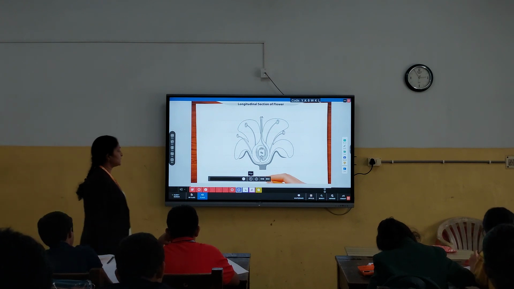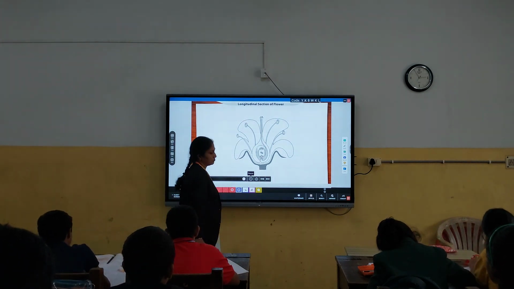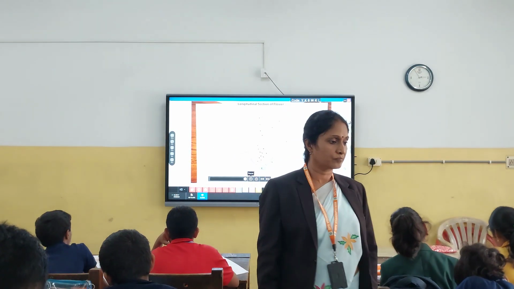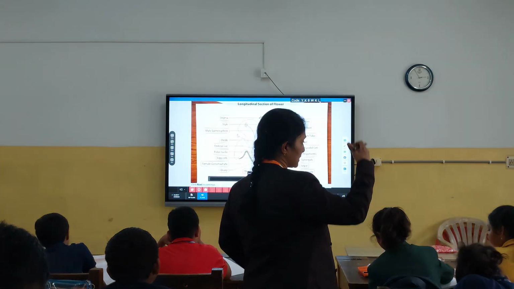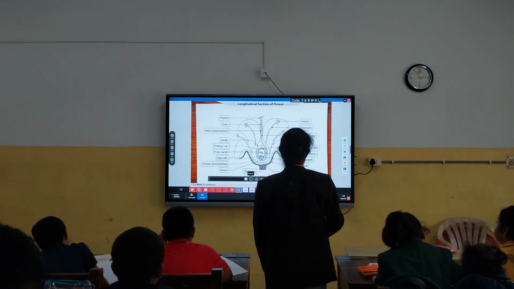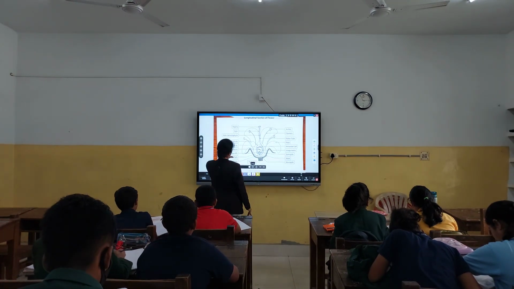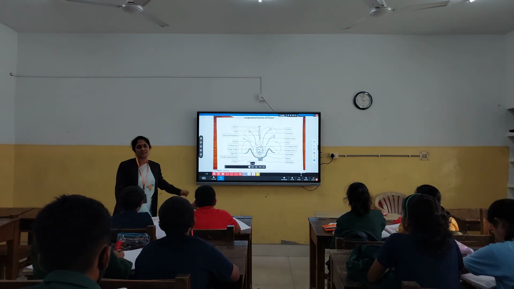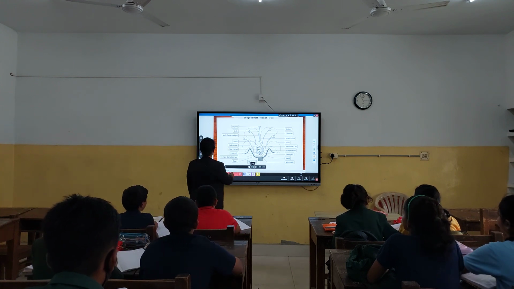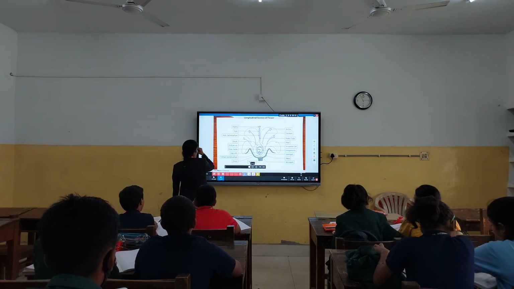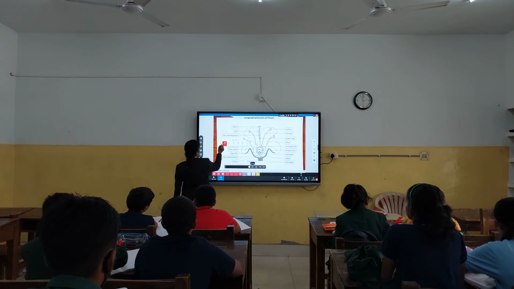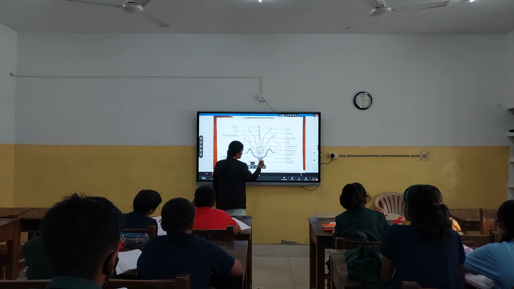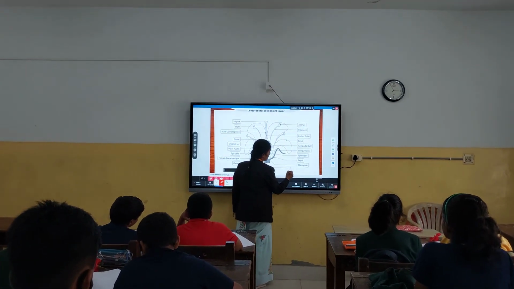Done. Now get ready for labeling it. Here is the complete diagram of the longitudinal section of flower. When a flower is cut in the longitudinal section, then you get this whole structure. Okay, now which part is missing here, which I mentioned and is not shown? Pedicel. Very good. Let us mark a pedicel also here. Just extend it and mark it as pedicel.